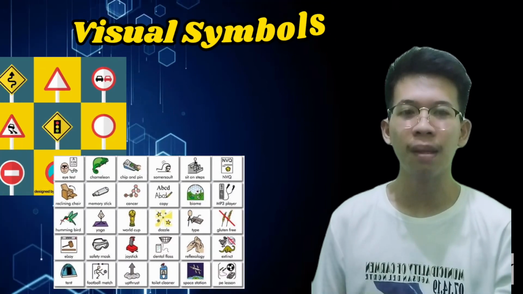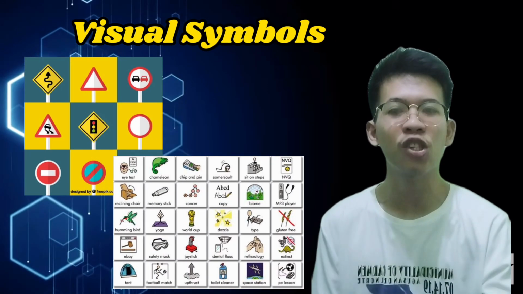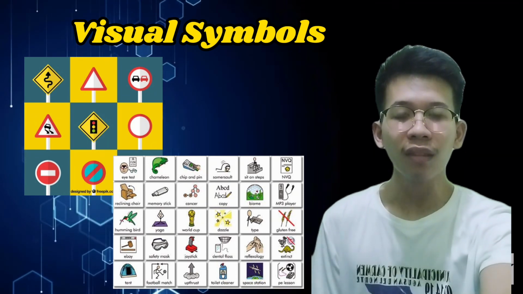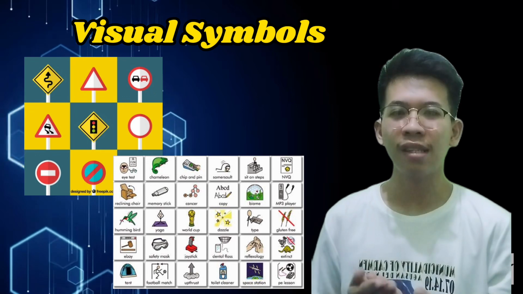Second is the visual symbols. The other highly abstract level includes visual symbols such as charts, maps, graphs, and diagrams that are used for conceptual representation.